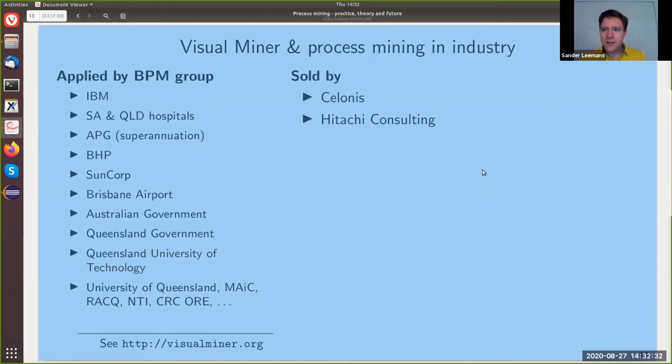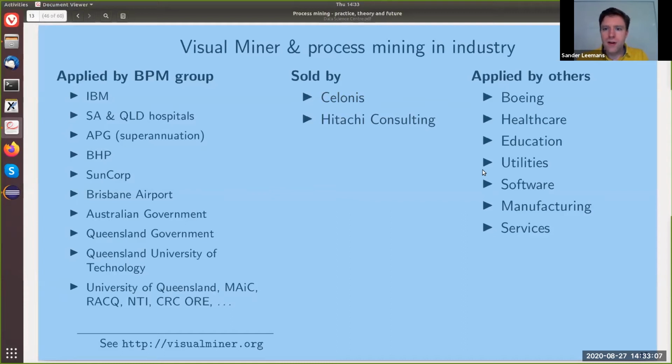Now, the visual miner itself is actually sold by Hitachi Consulting. So they offer it as a cloud service and sell this to their clients mainly in beef supply chains. And Celonis, who is currently the market leader of the process mining commercial world, also uses technology from the visual miner in their product. There are some other industries where it was applied, not by us, but by others. So if you would like to know more about this, then please see the website visualminer.org.